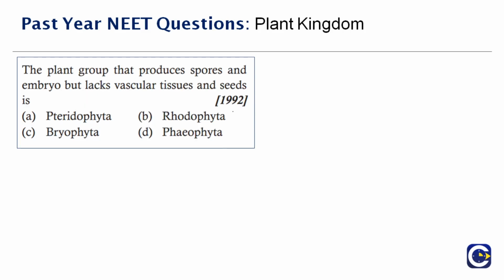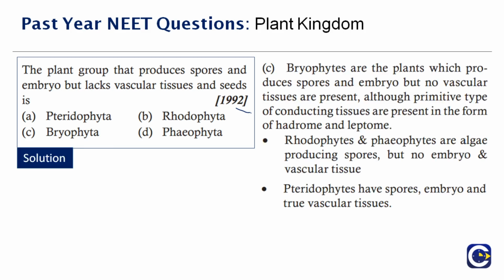This question was asked in the year 1992. The plant group that produces spores and embryo but lacks vascular tissues and seeds. Yes, they produce spores but they lack vascular tissues and seeds. Any idea what could be the answer? Now look at the solution here. As we all know, bryophytes are non-vascular, right? They do not have any vascular tissue. Bryophytes are plants which produce spores and embryo but no vascular tissues are present in them.